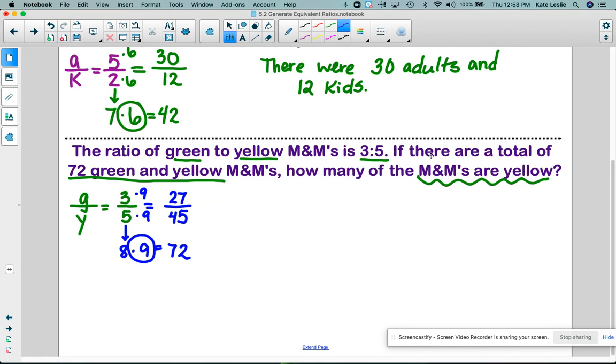It is asking in the question, how many of the M&Ms are yellow? So there are 45 yellow M&Ms. I hope that this was helpful for you.